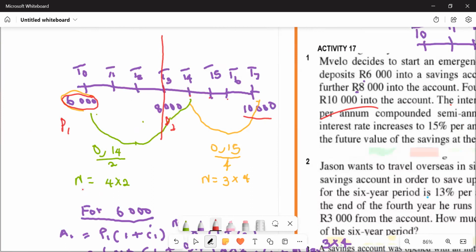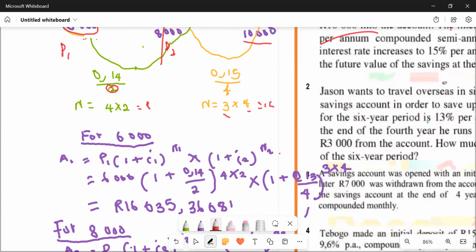And if we look at 6,000, we're going to start with 6,000 first. 6,000 is going to say 4 multiplied by 2 because 2 is semi-annual here. And then after that, the next 3 years, the interest is going to be 0.15 compounded quarterly. How many years are still remaining? It's 1, it's 2, it's 3. So you have 3 multiplied by 4, which is going to give us 12. Here we're going to get what?